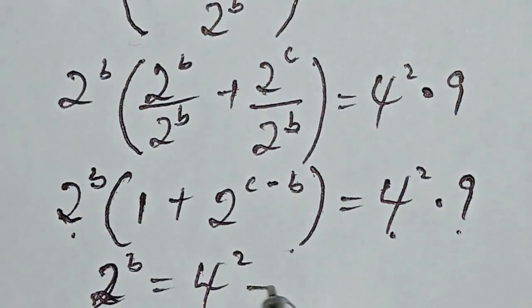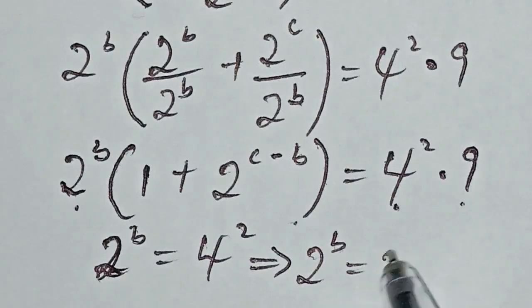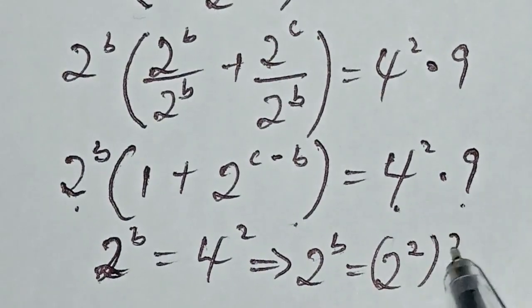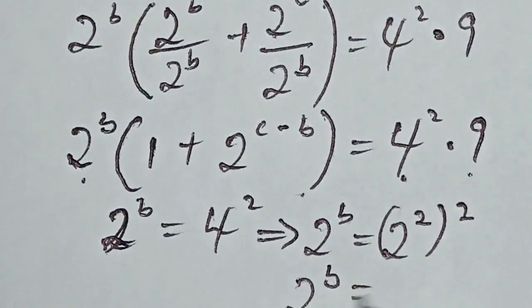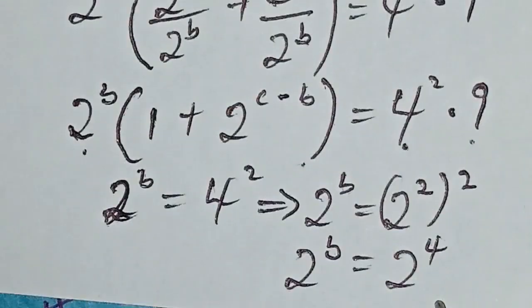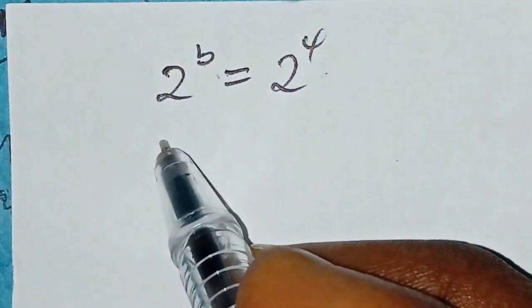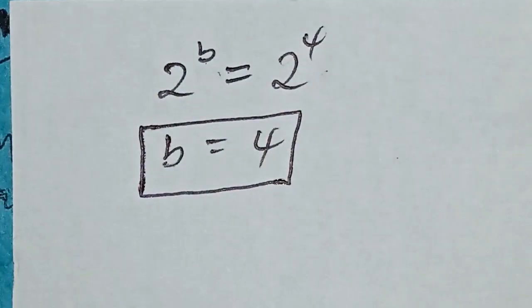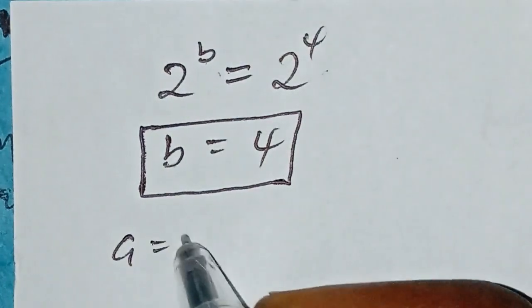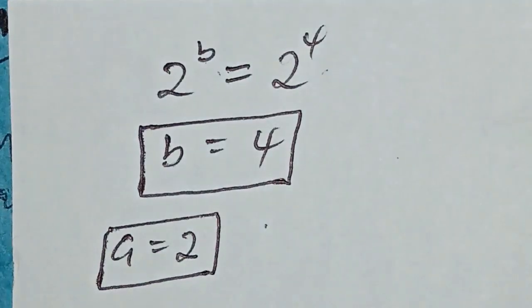and this implies that 2 to the power of b is equal to 2 to the power of 2, then to the power of 2, which is written as 2 to the power of b is equal to 2 to the power of 4. So from 2 to the power of b equal to 2 to the power of 4, we can conclude that b is equal to 4. So we've gotten our value of b as well. A equal to 2, then b equal to 4.